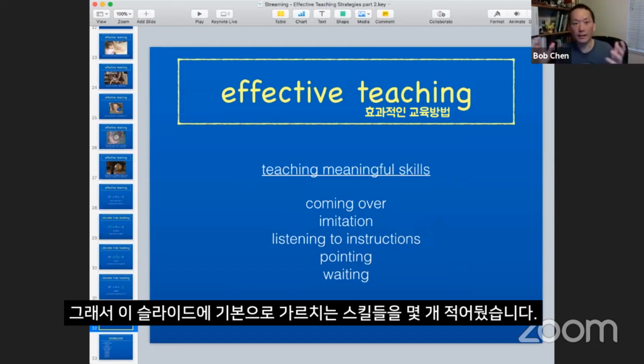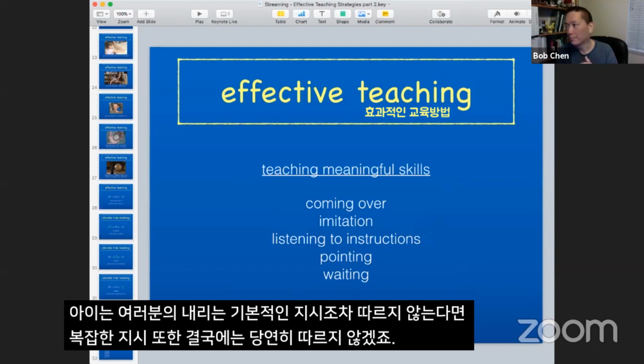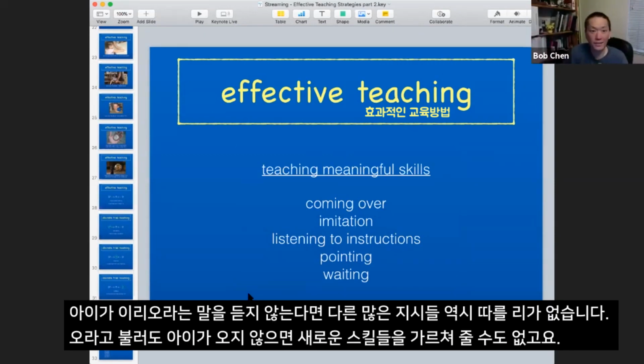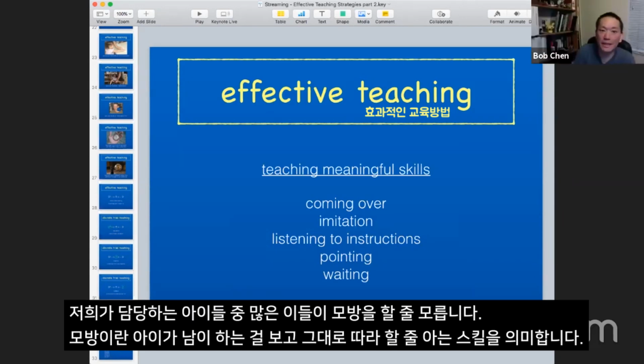So at the end of the day, your child's not going to listen to you for complex things if they don't listen to you for very basic things. So we're going to start with what all the basic things might be. For sure, your child won't listen to you for a lot of other things if they don't listen to you for coming over. They're not ready to learn any other skill if you call them and they never listen to you when you call them.